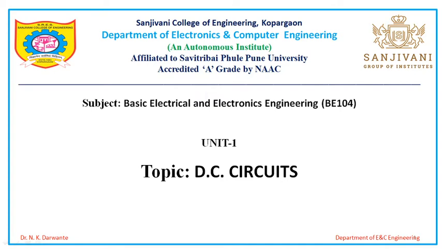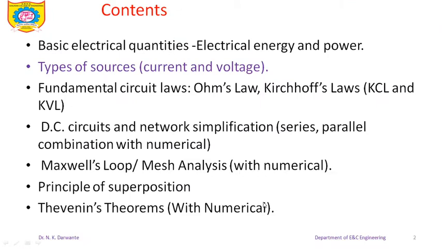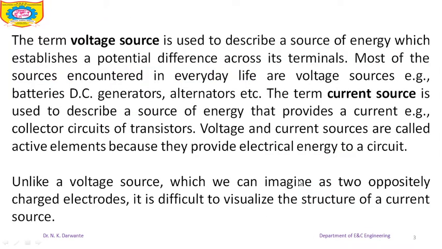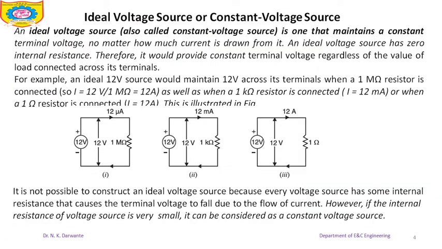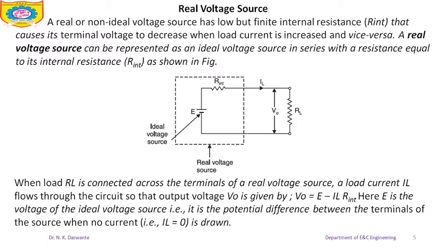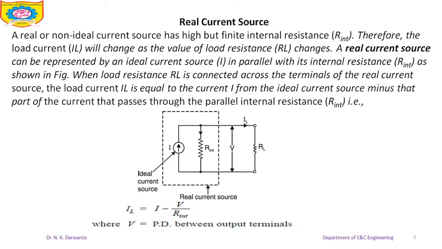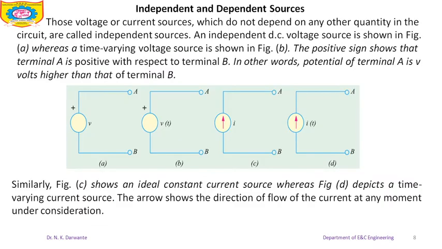In the last lecture we have seen the different types of sources. We have seen the difference between ideal voltage source, non-ideal voltage source, ideal current source as well as the non-ideal current source. Okay, now we'll go ahead. These figures we have seen in the last lecture. We have seen the real current source, that is the non-ideal; real means non-ideal current source.